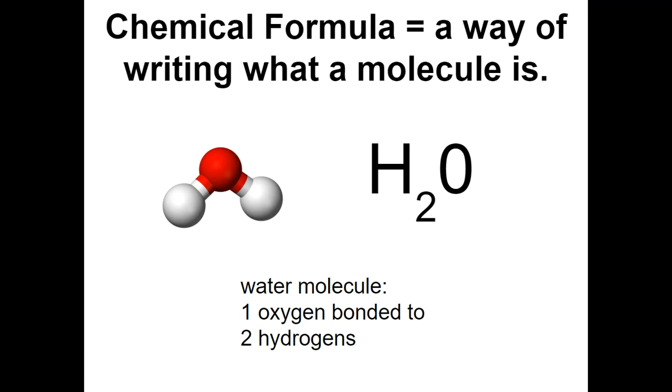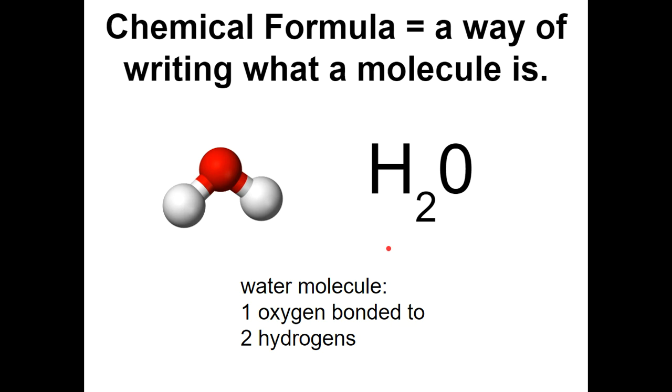So we talked about this a long time ago. A chemical formula is a way of writing what a molecule is. So instead of drawing some kind of little diagram to say that this is a water molecule, we can just write down what kinds of atoms are in it and how many. And that's what the chemical formula tells you. It tells you that there is one oxygen, right here, and two hydrogens.